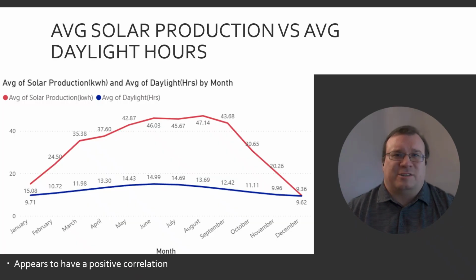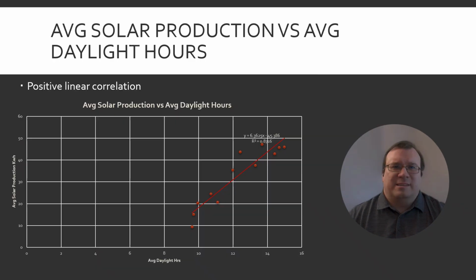Now let's look at the next chart, average solar production versus average daylight hours. As average daylight hours increase, so does the average production of solar. There appears to be a positive correlation. To test the correlation, we'll plot them on the scatter plot. Based on these points, there is a positive linear correlation between solar production and daylight hours.